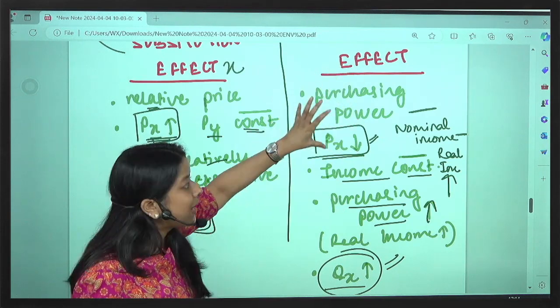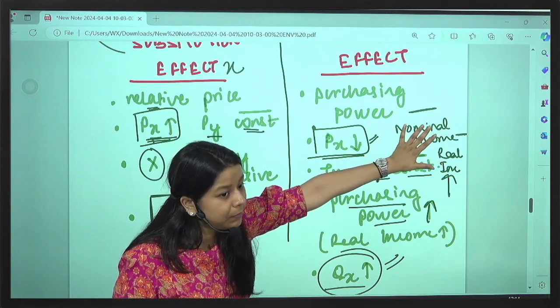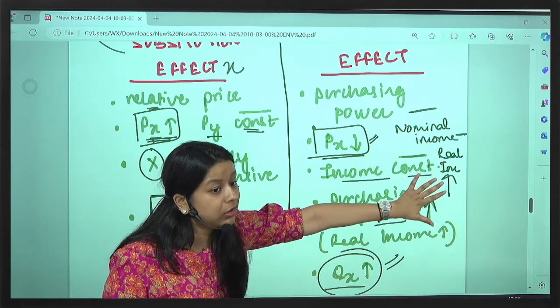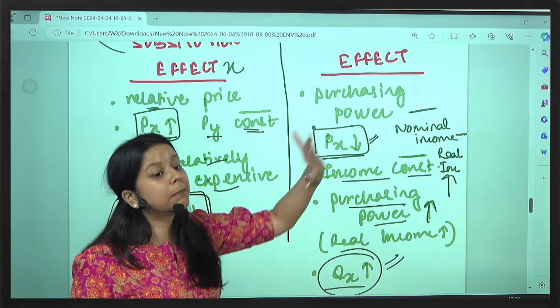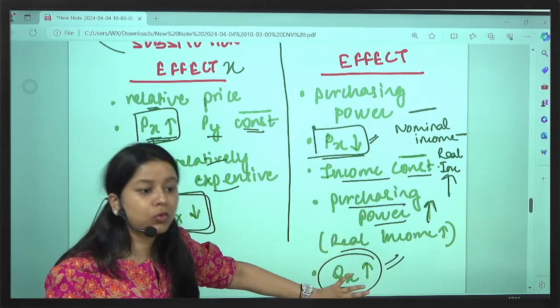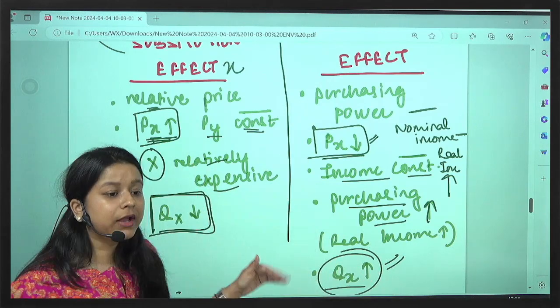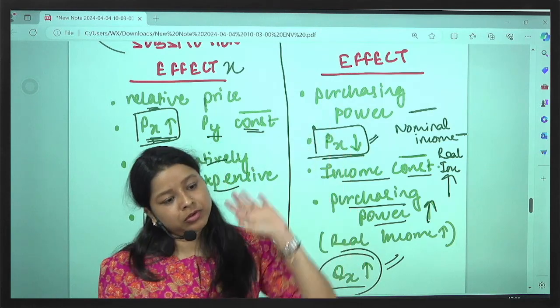Purchasing power. Price decreases, my nominal income of 50,000 remains the same, but my purchasing power, real income, increases because I can buy more now, and so I will be buying more mangoes. Quantity demanded goes up. These are the two ways you can prove the law of demand.